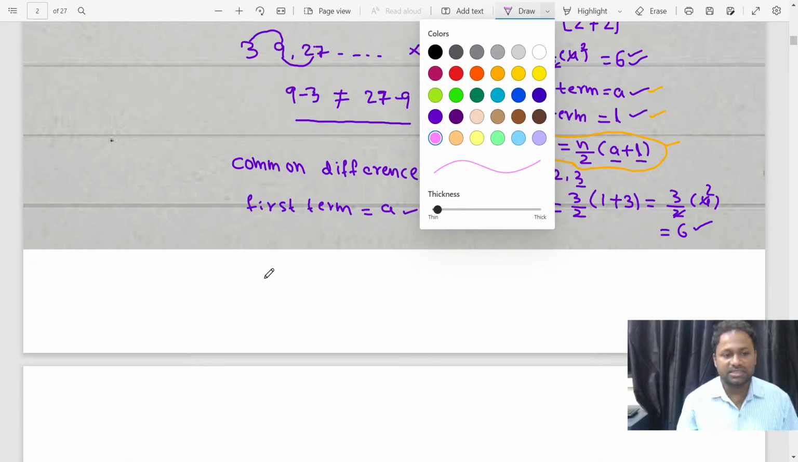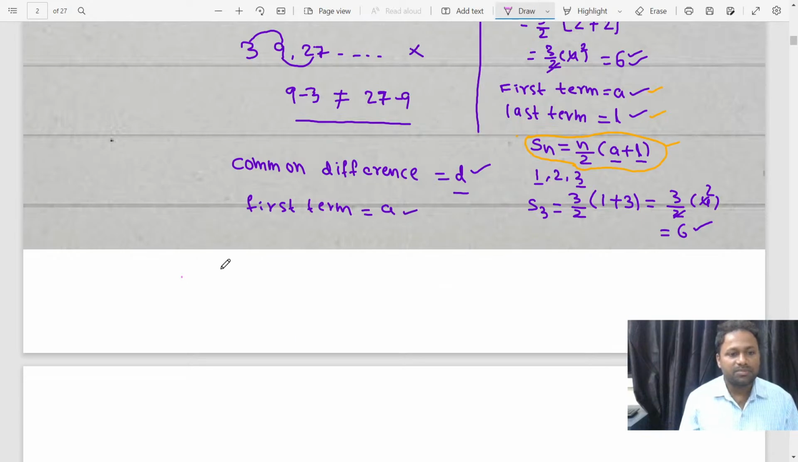The condition is, suppose you know Sn. Sn is nothing but the sum of n terms. Okay, you know Sn minus 1. Sn minus 1 is nothing but the sum of n minus 1 terms. Sum of n terms, sum of n minus 1 terms. Try to get the difference.